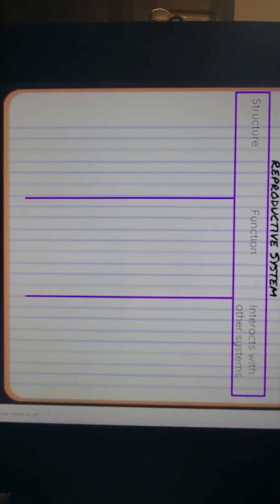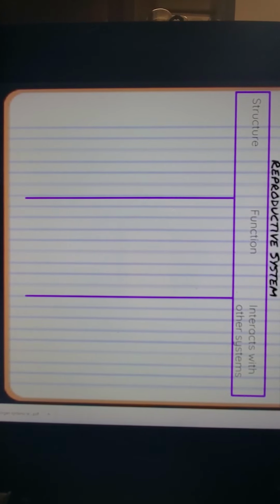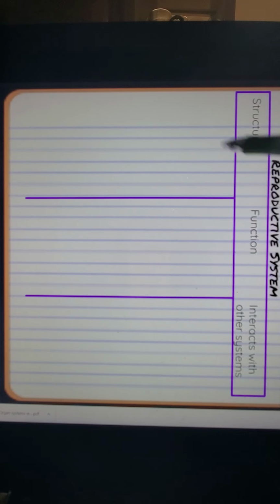So this is what your notes are going to look like that you have to draw into your notebook for every system. And as I said, we're starting with the reproductive system. So you're going to put that on the top right where the folders of your notebook. And then under there, you're going to write the words structure, function, and interacts with other systems, and then you're going to divide those up, and this is where you're going to write the notes. And we're going to follow the same layout for all the other 10 systems. So let's begin with this one.